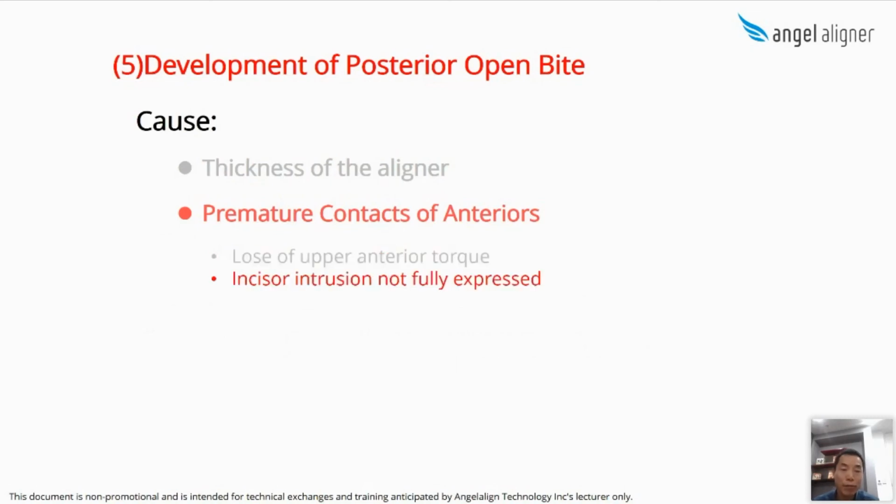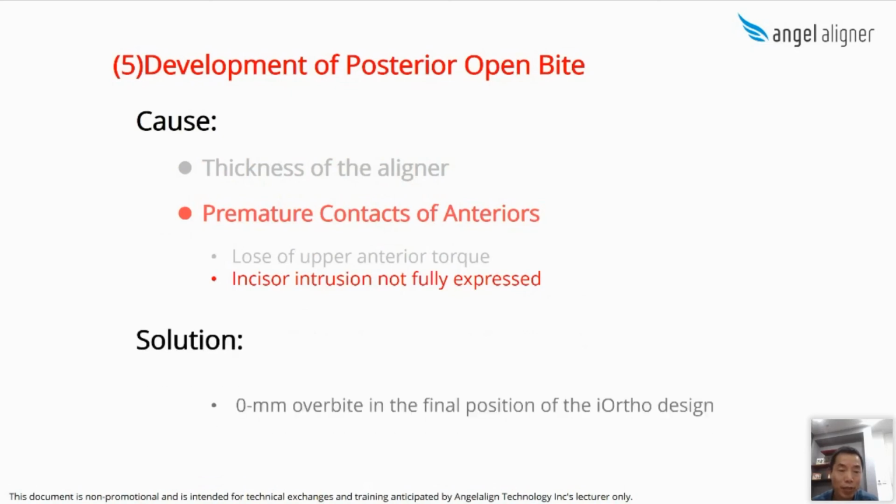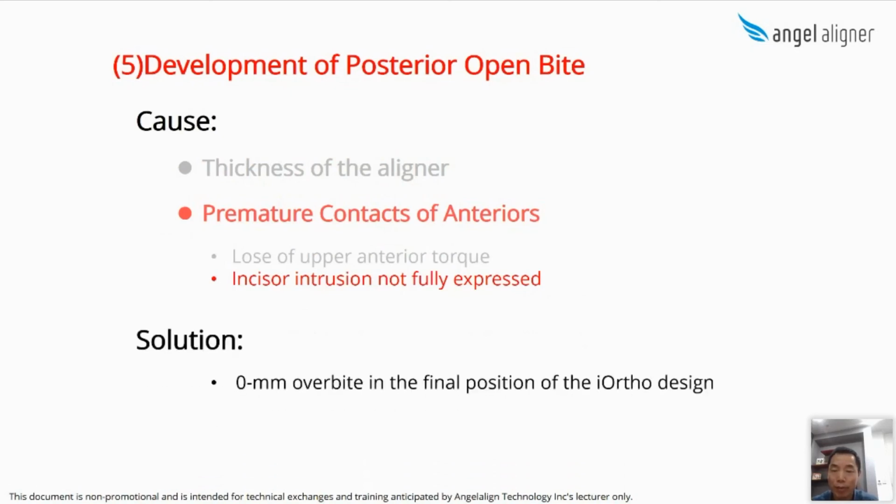And for the incisor intrusion not fully expressed, how to deal with this problem? First, the deep bite case should be overtreated to a 0 millimeter overbite in the final position of the IOS design. And second, use our deep bite correction innovations, such as occlusal ramps, similar to bite ramps, and intrusion attachments and intrusion ridges.